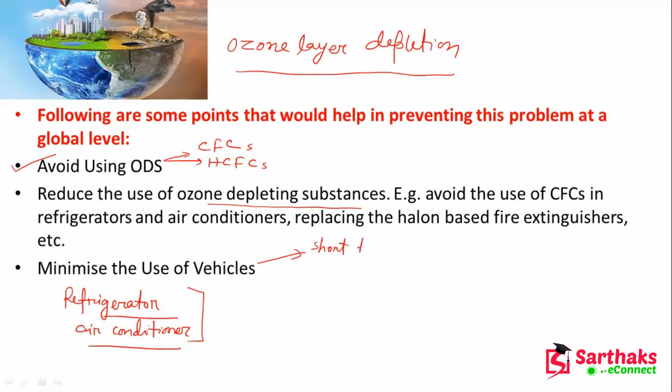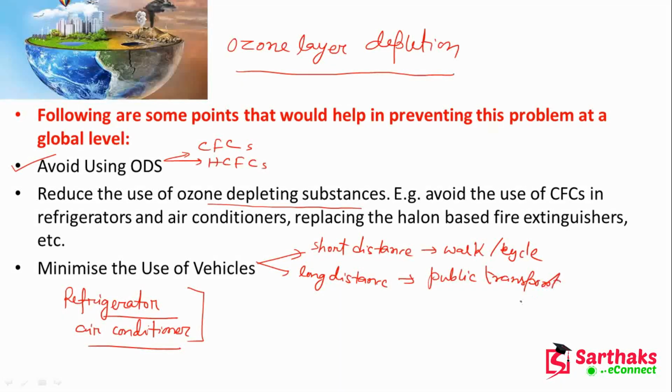For short distances, we can walk or use a bicycle. For long distances, we can use public transport instead of our own vehicle. In this way we can minimize the exhaust of vehicles, which emit different gases like carbon dioxide and carbon monoxide.